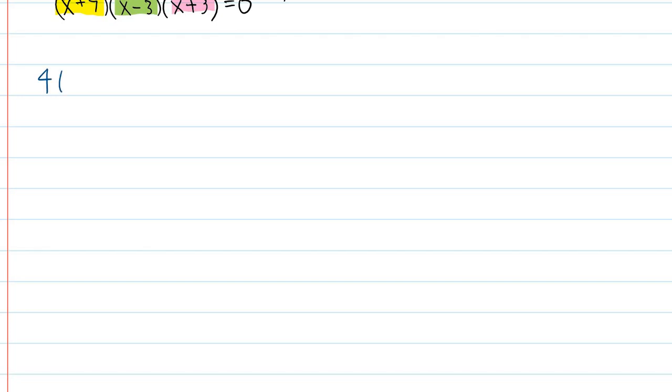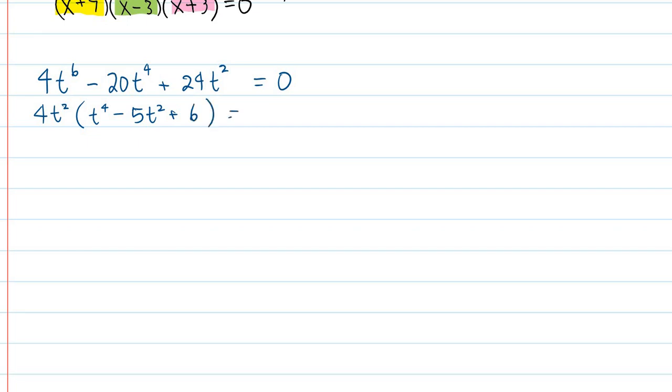So here we have 4t to the 6th minus 20t to the 4th plus 24t squared, and all of that is already equal to 0. So the first thing I'm going to do is try and factor it. Is there a GCF? There is. The GCF is 4t squared. So if I take that out, I'm left with t to the 4th minus 5t squared plus 6, and all that equals 0.